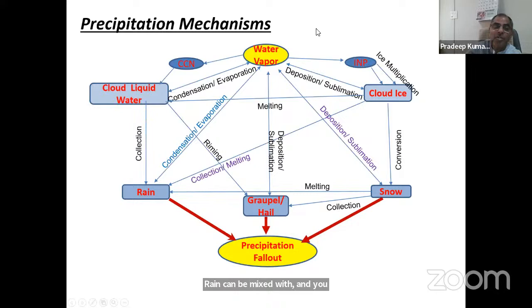Now, all these processes are the important processes in the precipitation mechanism in the formation of a mixed phase cloud. And when you're running any model, all these have to be taken into account. And in addition, I have missed out, you also have to consider the Wegener-Bergeron-Findeisen process. So the whole numerical modeling of a cloud system is complex, because there are so many different interactions happening, which all have to be modeled in order for you to finally come out with the precipitation fallout. Your starting point is your water vapor, which you end up with as precipitation fallout.